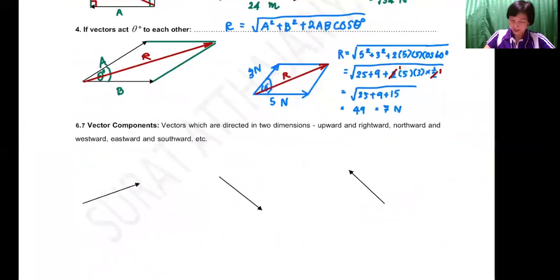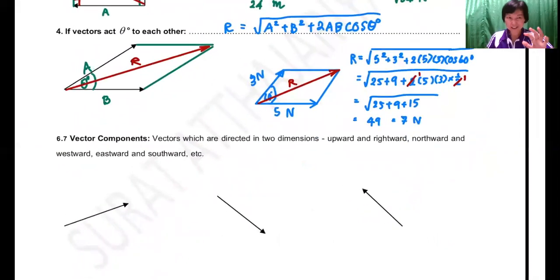Okay, last topic, 6.7, vector components. This topic is very, very important for those students who study physics, because vector components are involved in almost all chapters in physics. So you have to be able to determine the components of any vector.